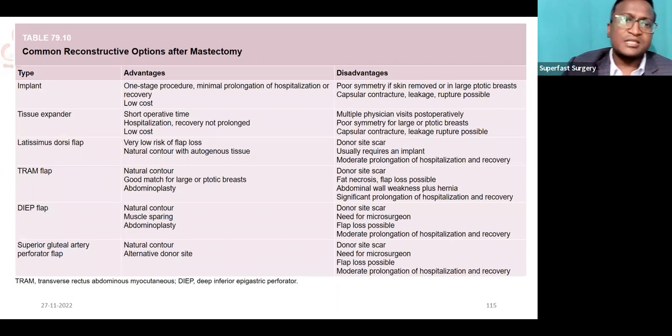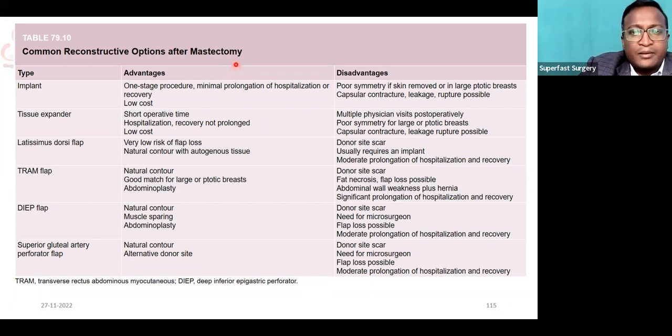Now, reconstruction options after mastectomy. So we have done total mastectomy or modified radical mastectomy. What options do you have? This is a very beautiful table; I liked it in Dabita. So remember one thing, that BCS reconstruction and breast reconstruction are different things. The reconstruction that we do in BCS is actually oncoplasty. But the reconstruction we do after total mastectomy or modified radical mastectomy is known as breast reconstruction. In those cases, we have to reconstruct the entire breast. But in BCS, we just fill the defect using loco-regional flaps, which we will be discussing.